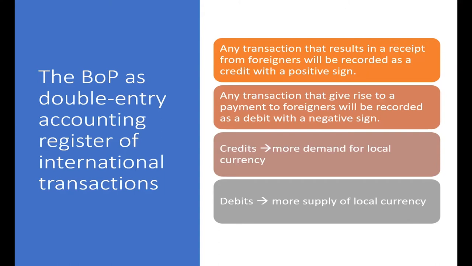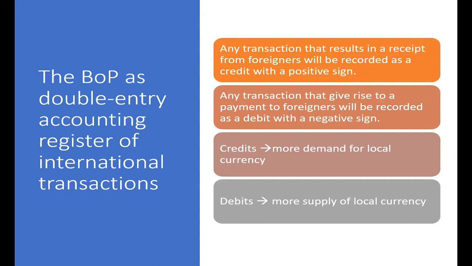Think of it this way. In my example, if the UK is buying crude oil from Nigeria, they would want to pay Nigeria in Naira. And so the more crude oil is going to be sold in that case, there will be more demand for the Naira, okay? Debits, on the other hand, will result in more supply of local currency. Why? It's just the opposite.